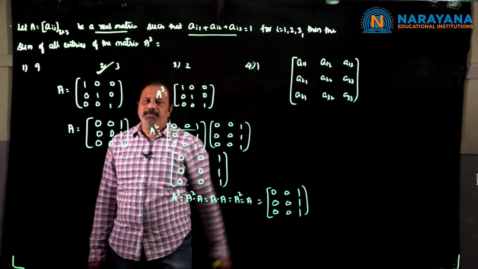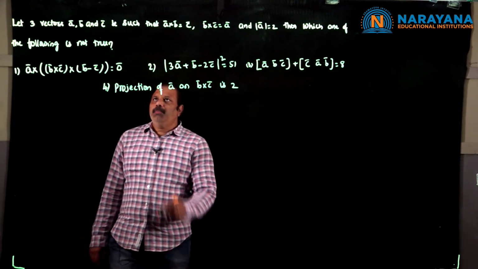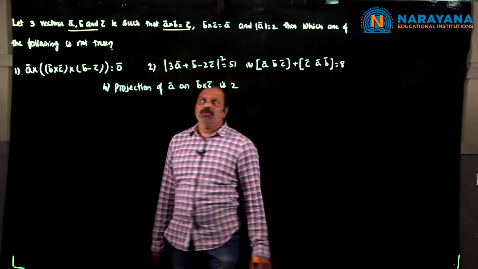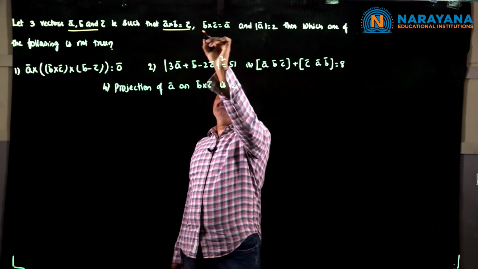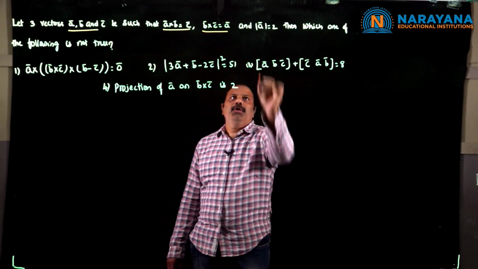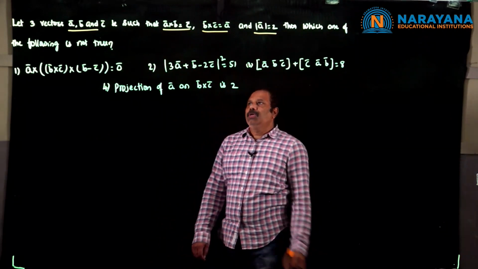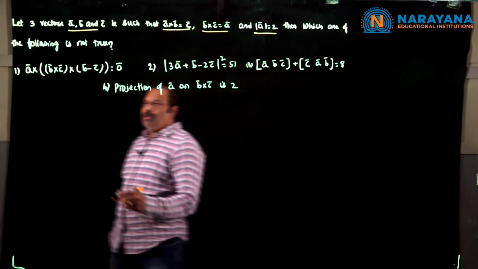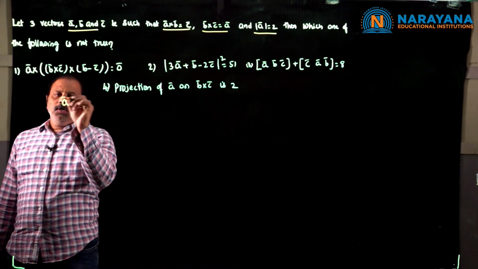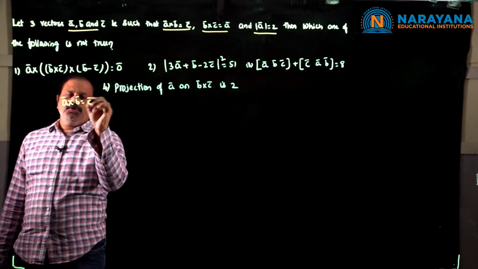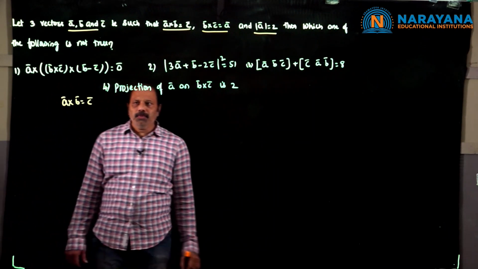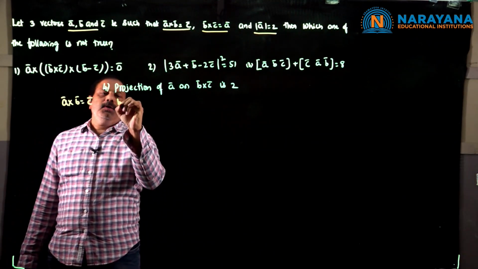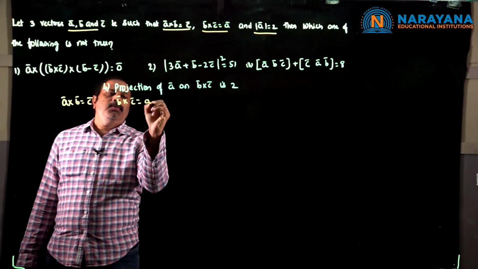Therefore, the answer is 3. Let 3 vectors a bar, b bar and c bar be such that a bar cross b bar is equal to c bar, b bar cross c bar is equal to a bar and mod a bar is equal to 2. Then which one of the following is not true? Here a bar cross b bar is equal to c bar, given. And b bar cross c bar is equal to a bar, given.